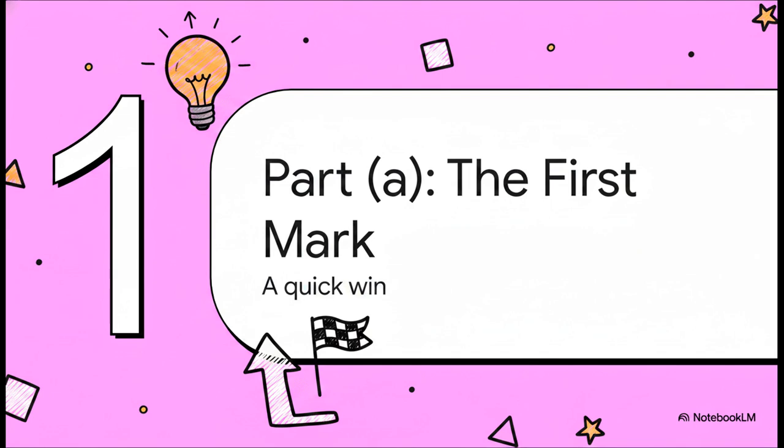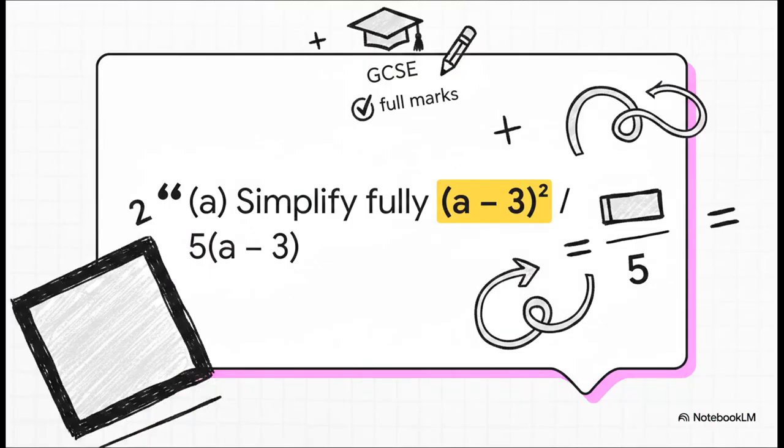First up is part A. Think of this as the warm-up, you know? It's a pretty quick simplification that's really designed to get you on the board and feeling good about the rest of the question. Okay, so here's what we're looking at. We've got a fraction to simplify. On the top, it's (a − 3) all squared. And on the bottom, we've got 5 multiplied by (a − 3).